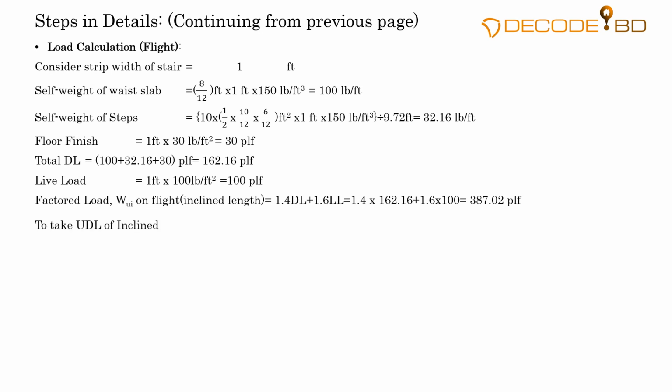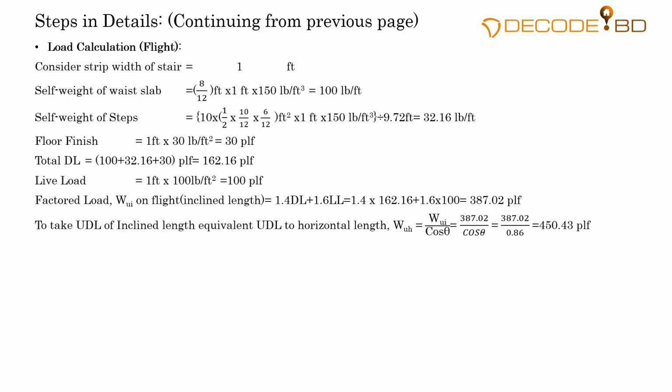To take UDL on inclined length, equivalent UDL to horizontal length: Wus equal to Wui by cos theta. So putting the value, it is coming 450.43 PLF. That cos theta we have calculated earlier, that is used here.